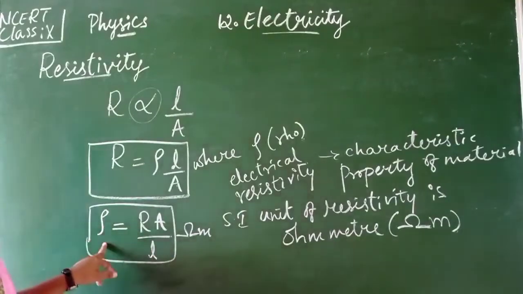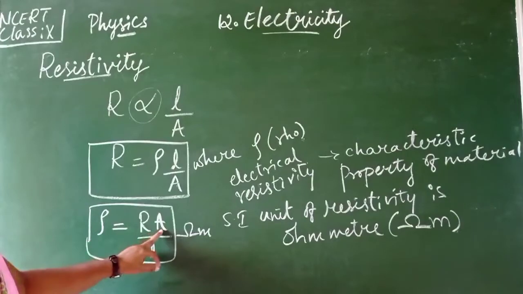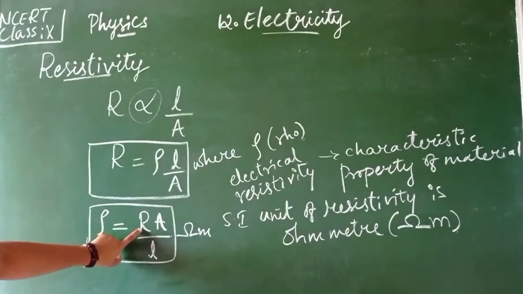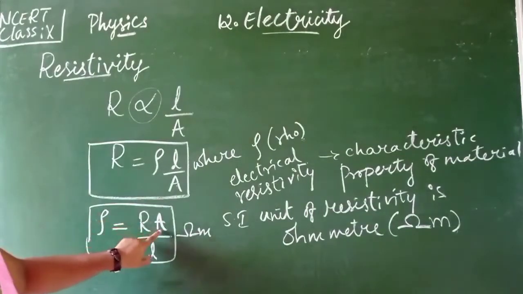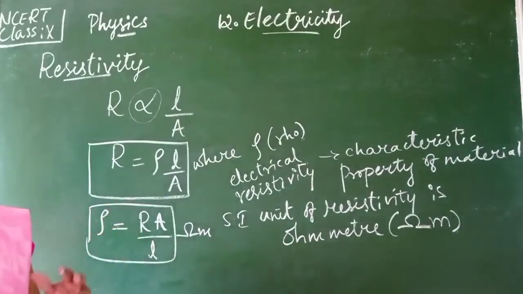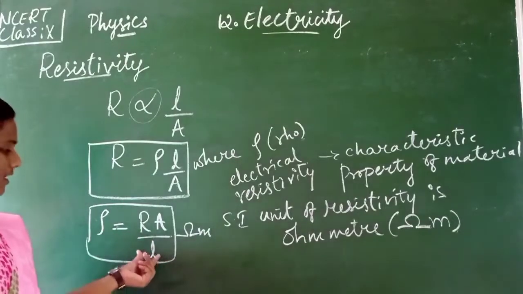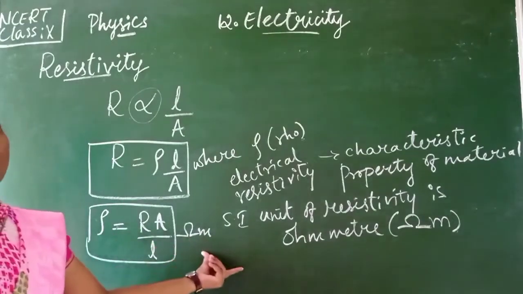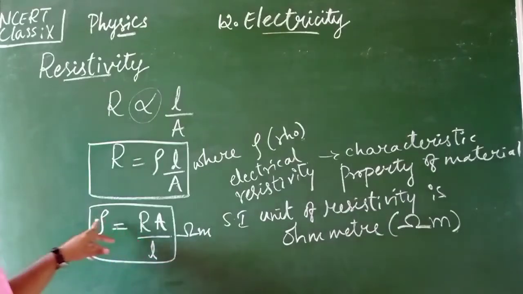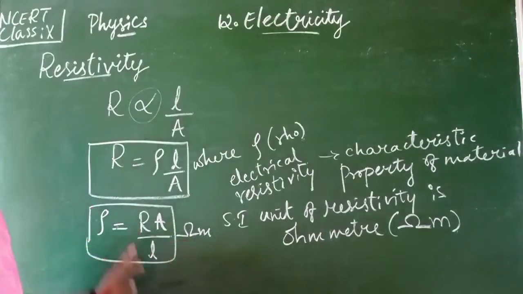So resistivity of a material can be defined as the product of the area of cross section of the conductor and its resistance, divided by the length of the conductor. So we can say that rho is directly proportional to resistance, and directly proportional to area of cross section of the conductor, but inversely proportional to length. For example, if the length gets doubled, the resistivity is reduced to half, children. And if the length is made half, then resistivity will increase to 2 times, isn't it? This is how we can define resistivity in terms of ohmmeter.